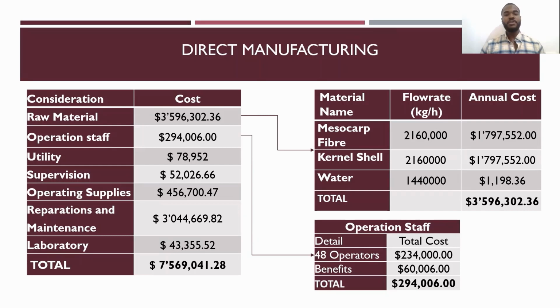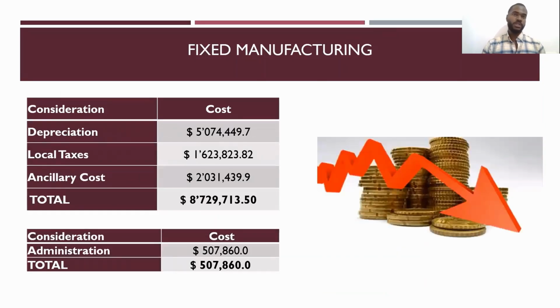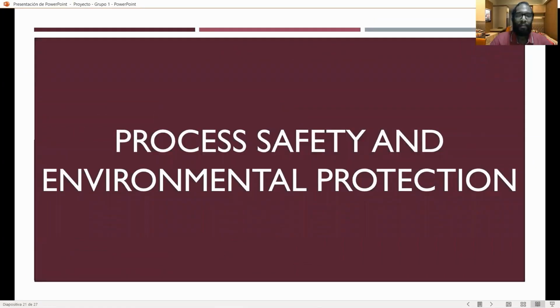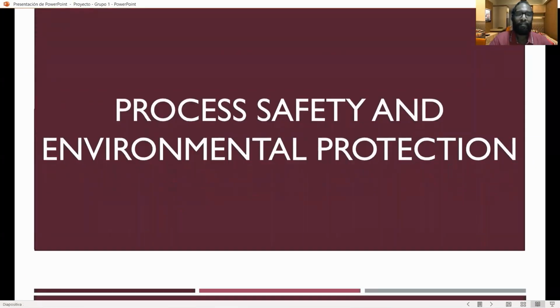The total direct manufacturing cost is $7.5 million. So for the fixed manufacturing cost, we consider a value of $5.0 million. The fixed manufacturing cost is $8.7 million, and the general cost is $507,000.